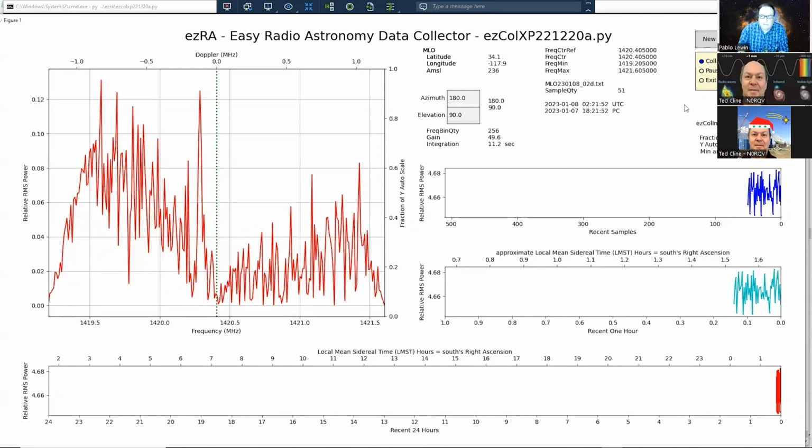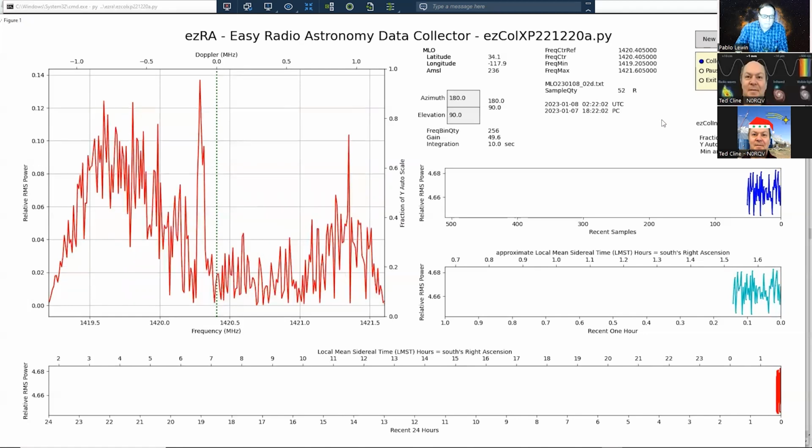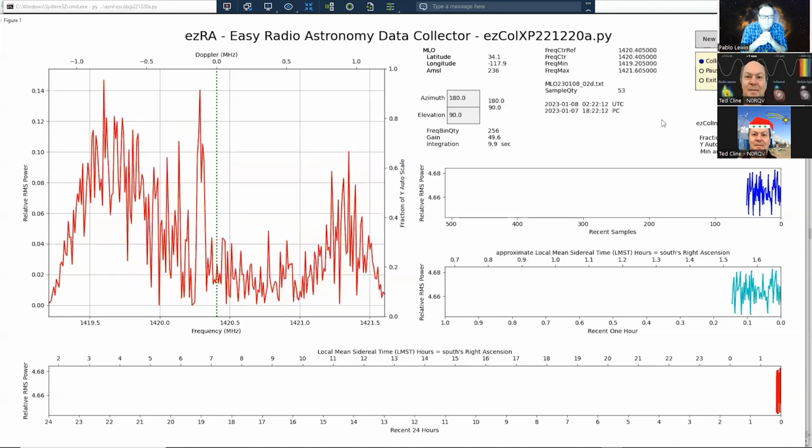All right, so this is ref sub. I kind of like the ref div better. Yeah, I agree. And that's been my experience. I don't know if it's mathematically correct, but it makes a prettier picture. And that's really all I'm trying to do in many ways with ezRA, to highlight the hydrogen.